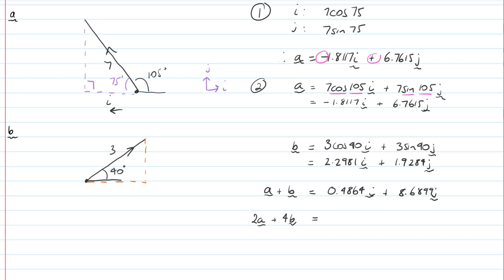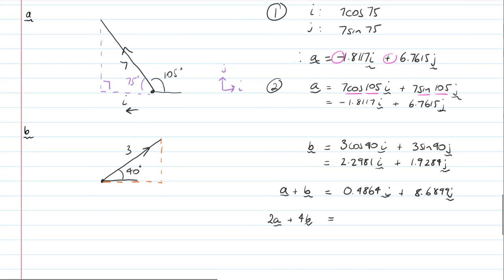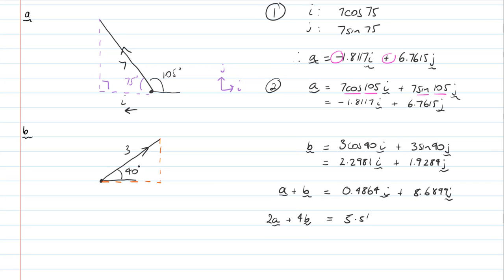Now the other question is, of course, 2a plus 4b, and 2a plus 4b is just simply 2 times vector a plus 4 times vector b, and so we can work this out fairly easily as 5.5641i plus 21.2364j. And so there's my response. Now I'm doing this in 4 decimal places, which is always a good way to go, but I am maintaining my answers in my calculator. So it's always also good to keep your accuracy.